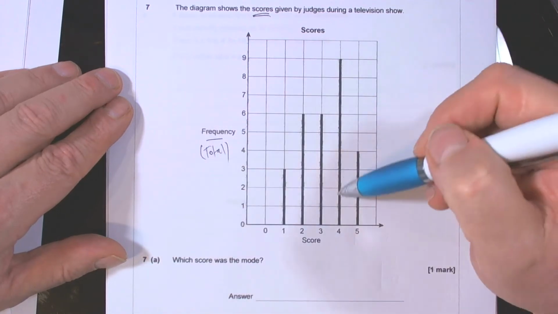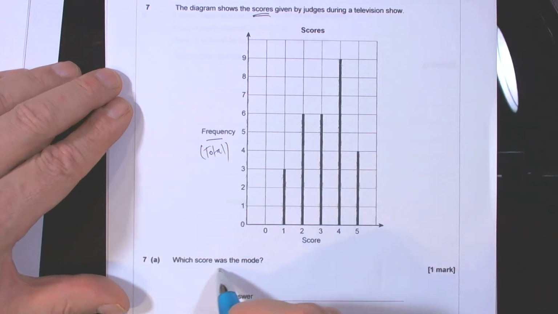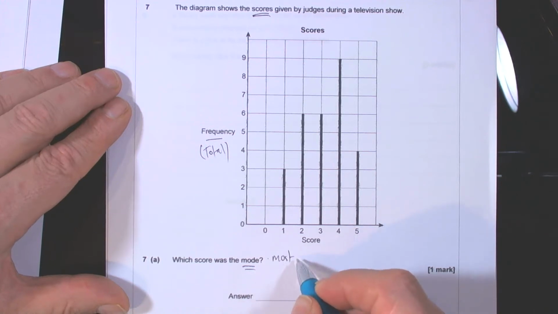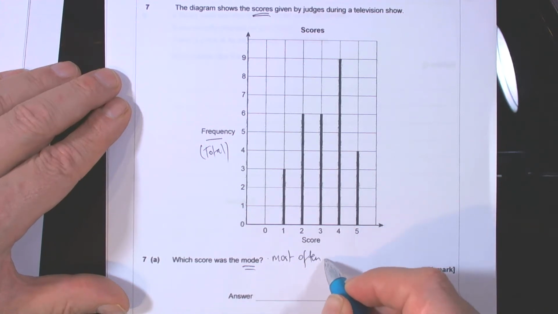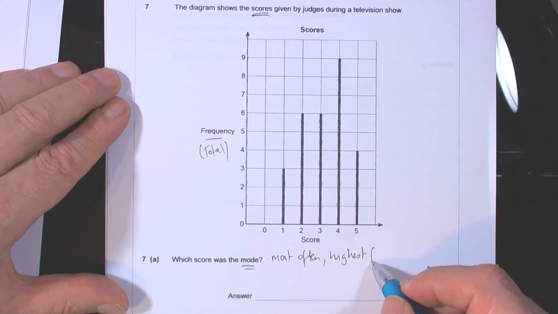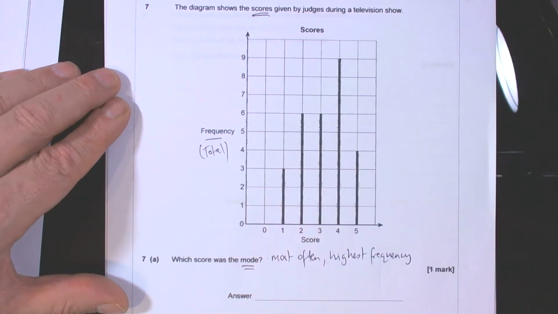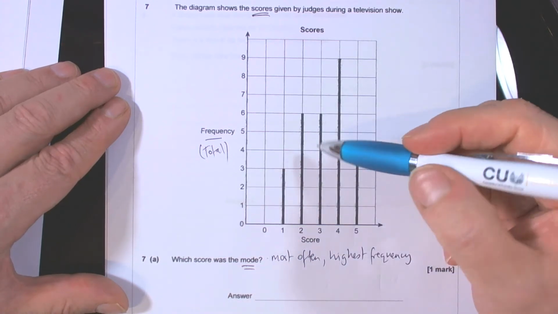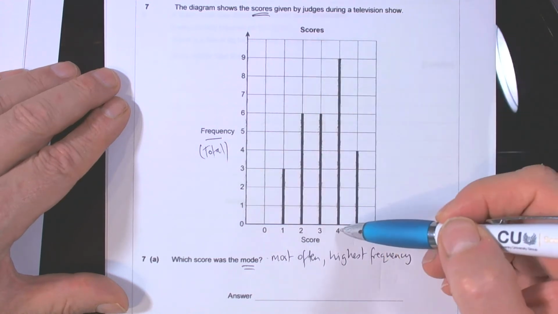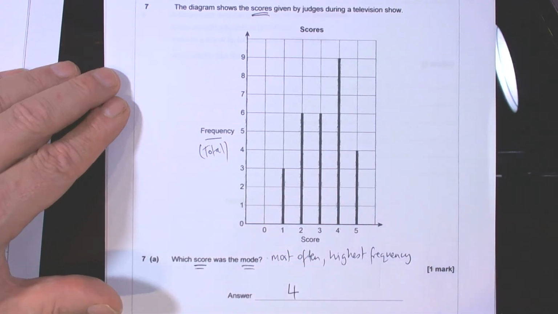So 9 times 4 was scored, and so forth. So go through the question, which score was the mode? Well, we've got to remember the mode is the most often, highest frequency, so in other words the one that occurs the most. So when we look at our line chart, we can see that our highest frequency was here, 9, and it had a score of 4. It said which score, so we have to say the score was 4.